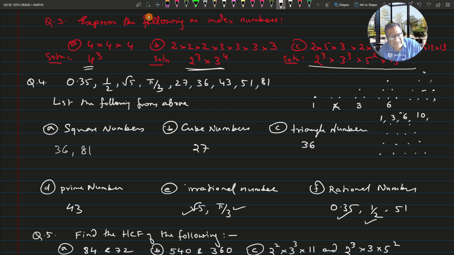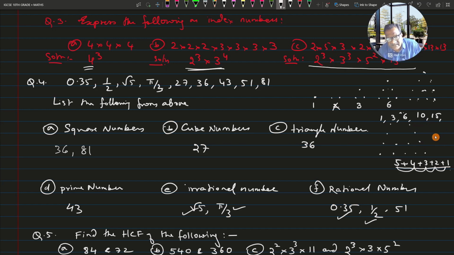If you add these dots, what should you get? 5 dots at the bottom row, then at the top of that will be 4 plus 3 plus 2 plus 1. Now check this, this will be a triangle number. So 5 plus 4 is 9, 9 plus 3 is 12, 12 plus 2 is 14, 14 plus 1 is 15. So the next one will be 15.